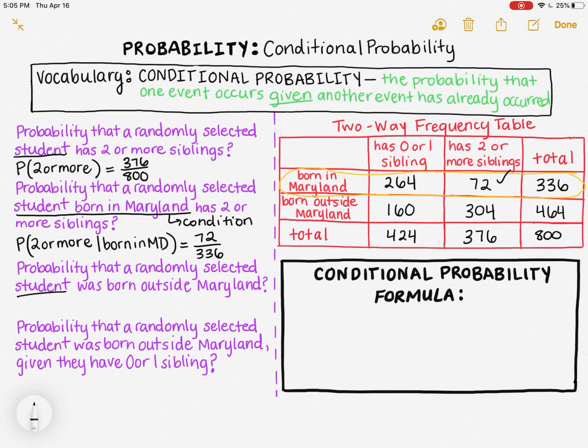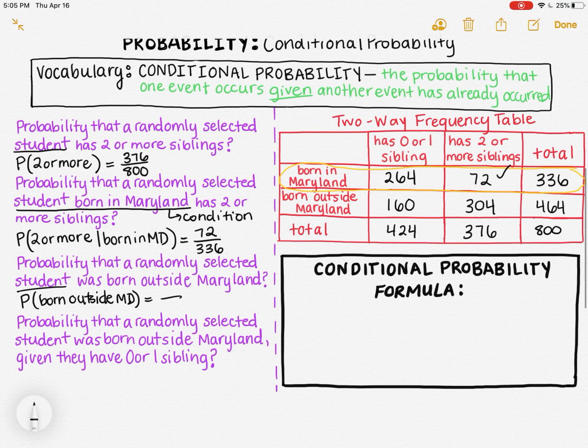This one is asking about any randomly selected student. So the probability that a student was born outside Maryland, this probability is going to be out of 800 because we're selecting any student.